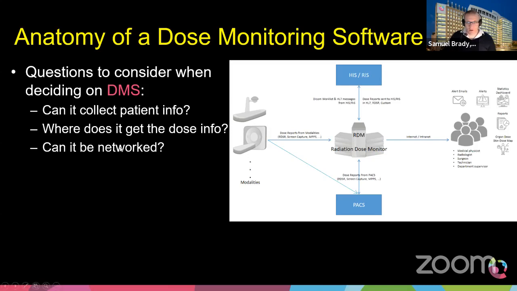Can it be networked? Once you've got all of this information, it's wonderful, it's beautiful, but you've got to then use it. So if you have the ability to network your dose monitoring softwares to multiple different sites, let's say you have one hospital that has multiple satellites or different clinics, you want to be able to bring all that information in. Additionally, it'd be wonderful if you can then network that to the national database, so you can seamlessly send your data to the national level so that they can calculate the DRLs.